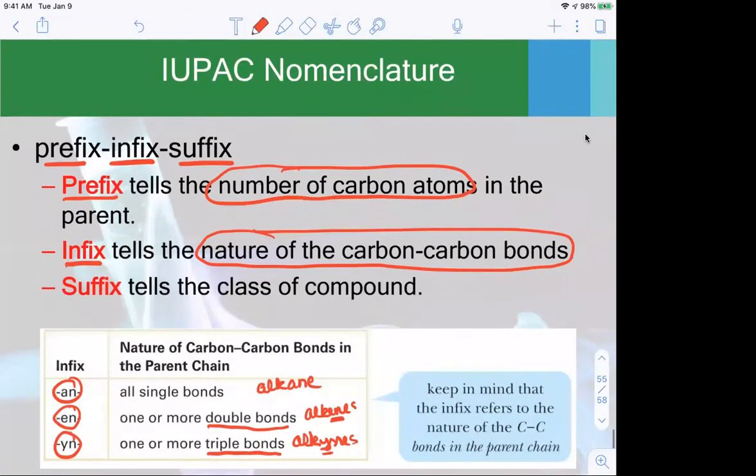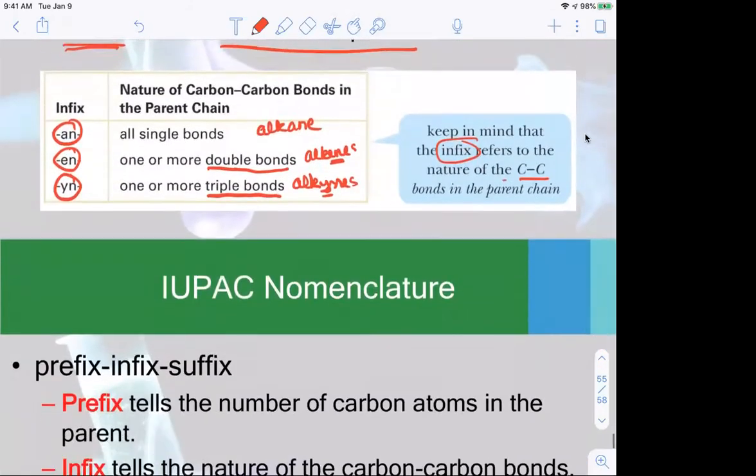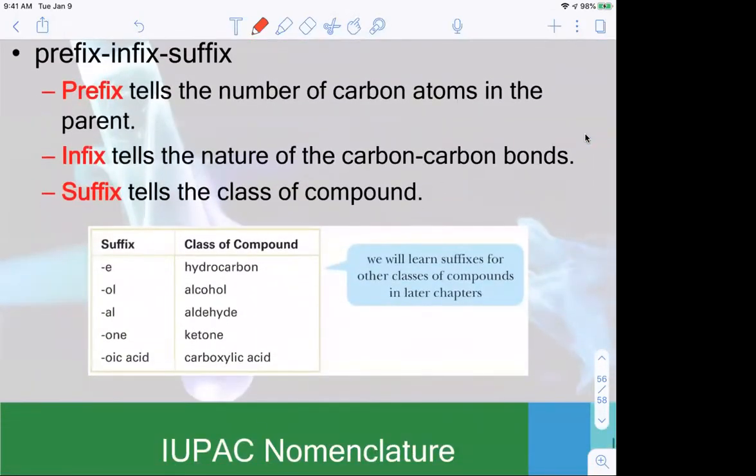So keep in mind that this infix is the nature of the carbon-carbon bonds in the parent chain. Now this is another important part. The suffix tells us the class of the compound. So if I just have an E, that's going to be a hydrocarbon. So again, that's going to be the alkane, the alkene, or the alkyne, depending on if I have an AN, an EN, or a YN.